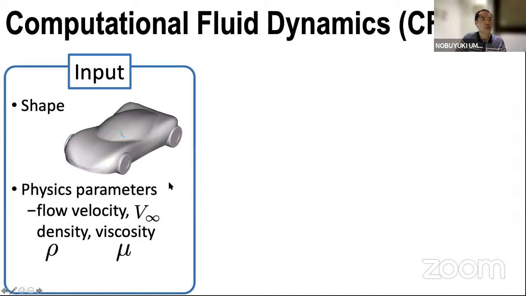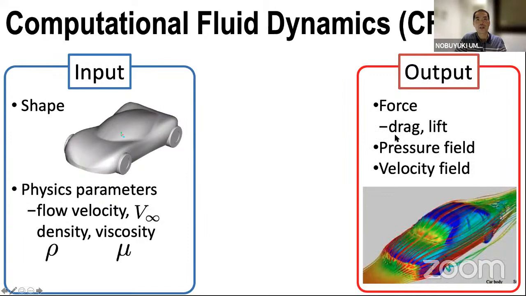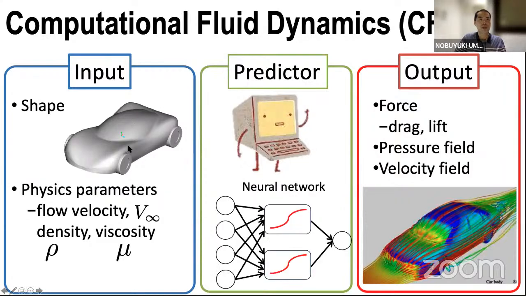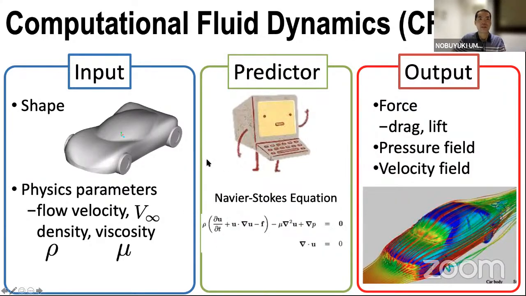The input is the shape and the physics parameters, and the output is the force, the pressure field, and the velocity field. In CFD, people solve the Navier-Stokes equation to compute the output from the input. But this takes a lot of time, because we first have to construct a discretization of the domain, and then we have to iteratively solve this nonlinear Navier-Stokes equation.